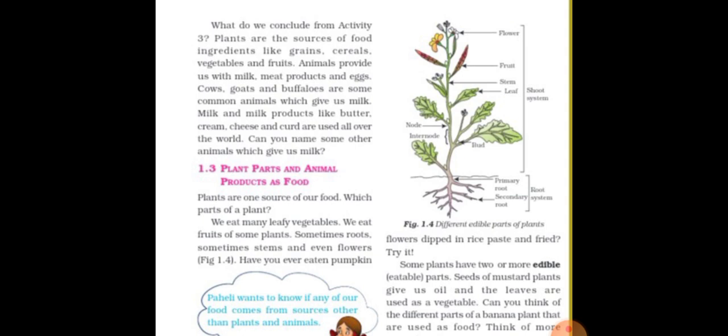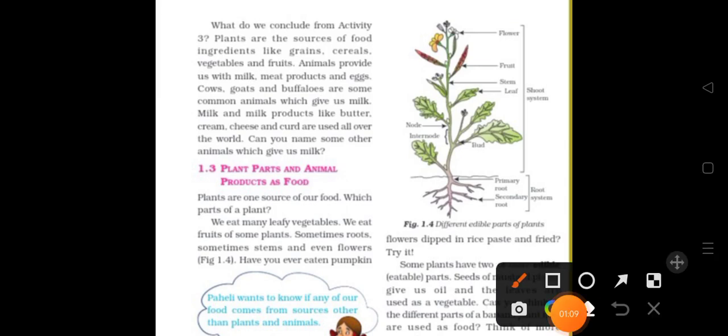See here, what do we conclude from activity 3? Plants are the source of food ingredients like grain, cereals, vegetables and fruits. In the last activity we discussed that we get food from plants as well as from animals, and lots of examples are given in the book and you know very well. From plants we get vegetables, spices, grains, cereals, so many things. In the same way, from animals we get milk, so many milk products, meat, egg. These are the different things which we get as food from plants and animals.